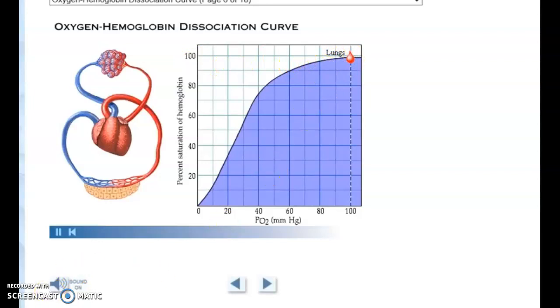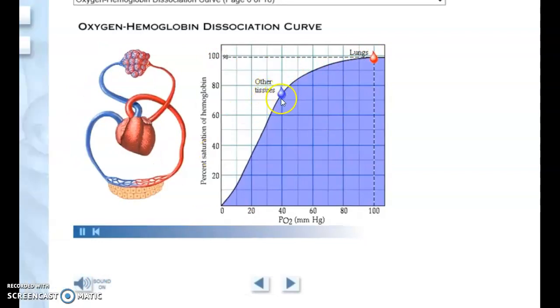Okay, now, other places in the body are not going to have as high a partial pressure of oxygen in them, primarily because the other parts of the body are not receiving oxygen, they're using up oxygen. So when the blood flows past those areas that have a lower percentage of hemoglobin, it's going to start giving up that oxygen, and its saturation rate is actually going to lessen.